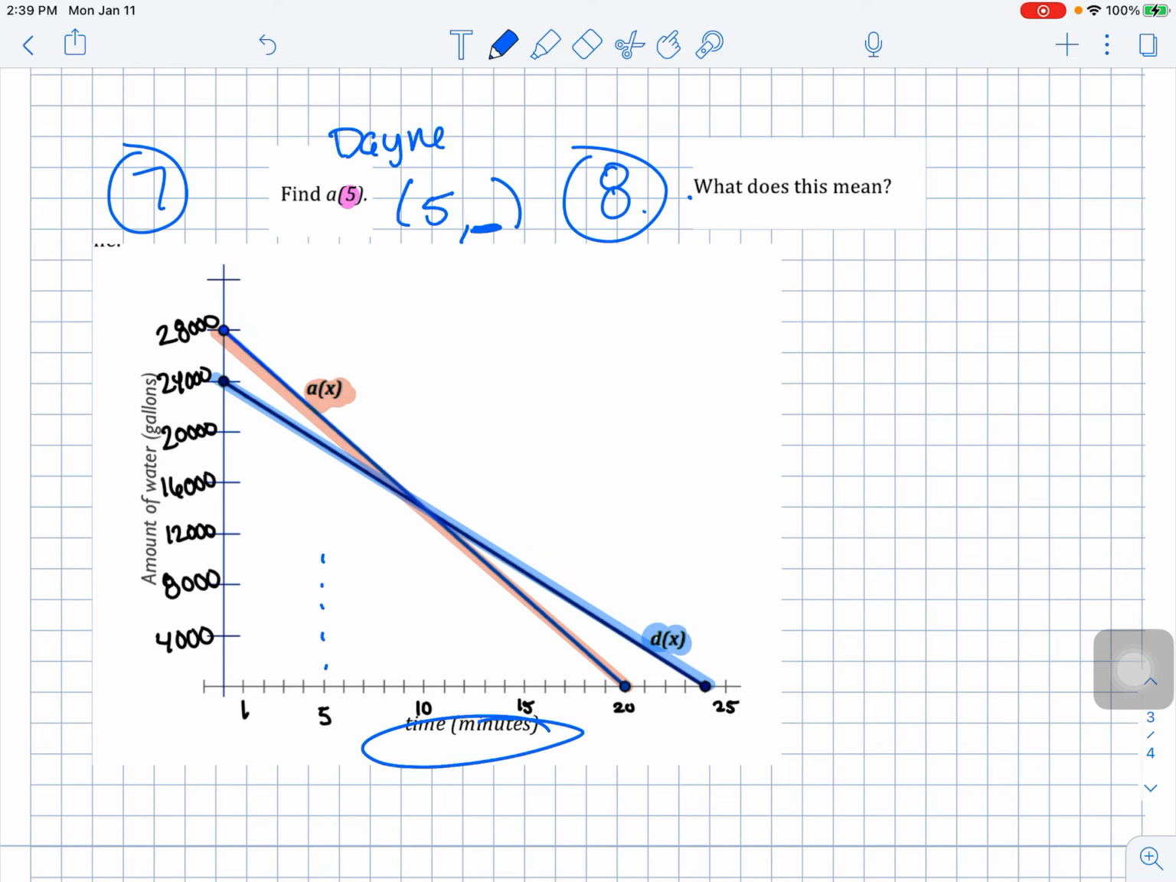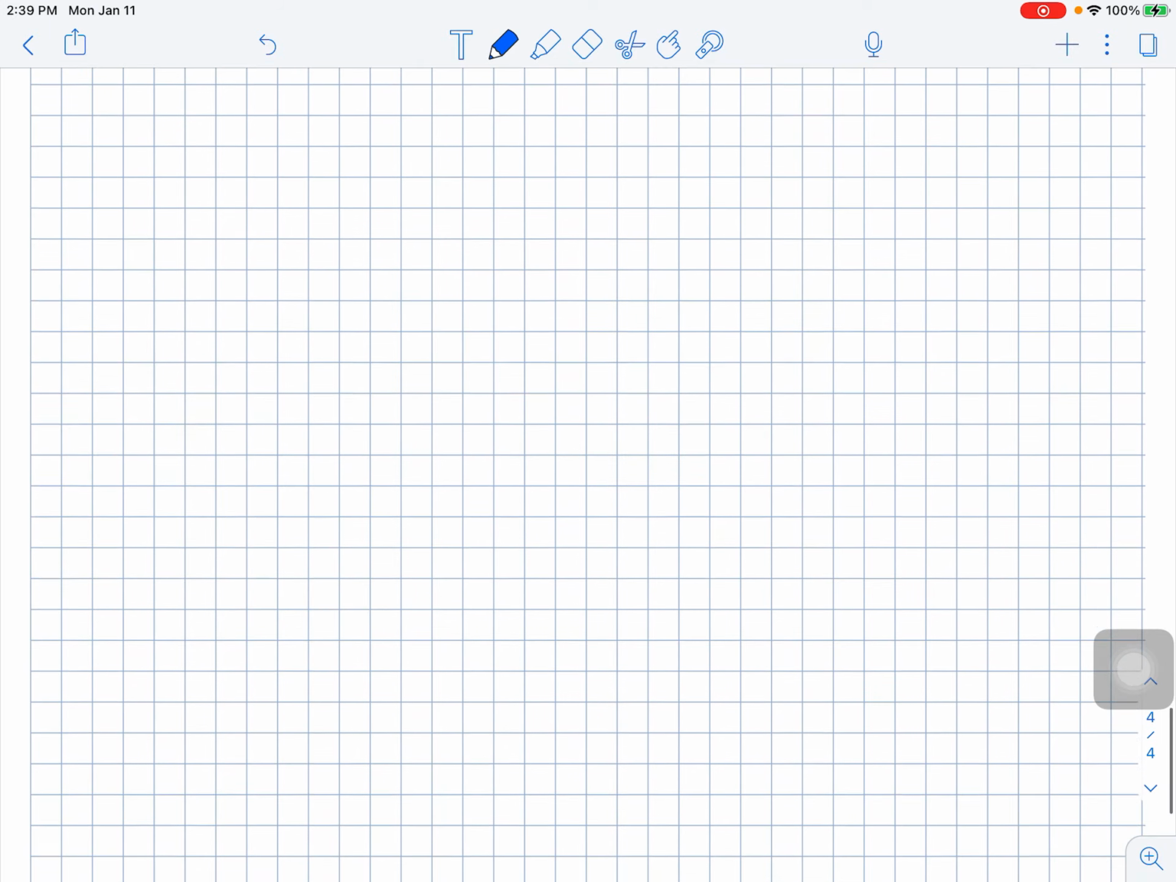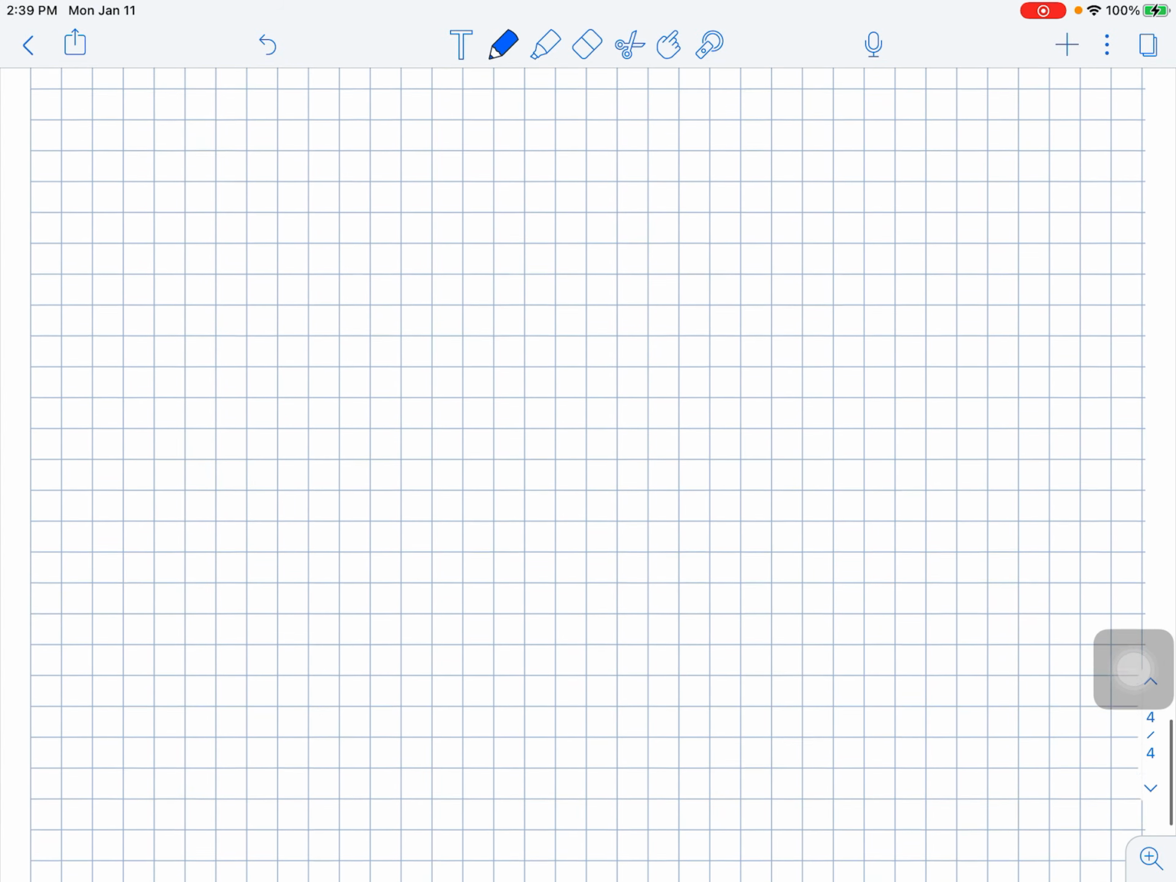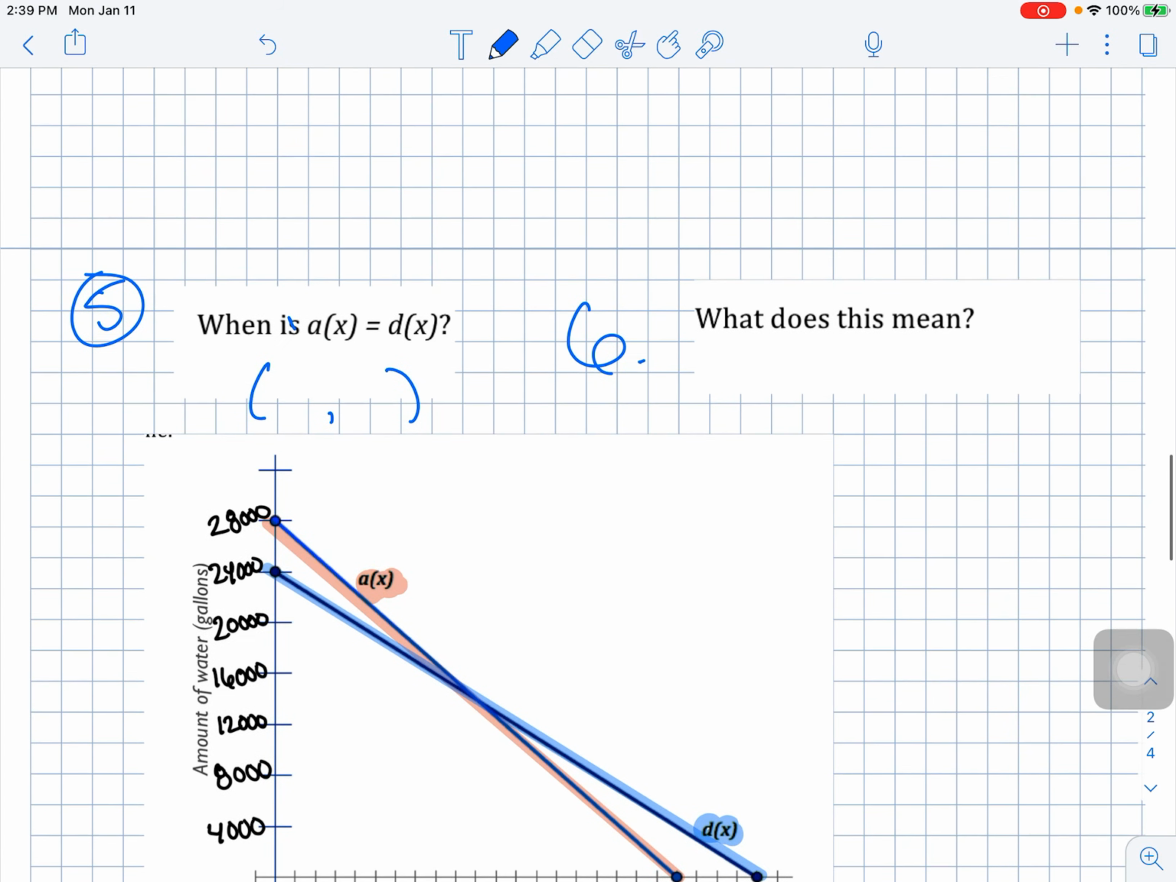And then 8 is asking, now that you found that point on the graph, what does it mean in the story? And that, my friends, is Module 3.4.